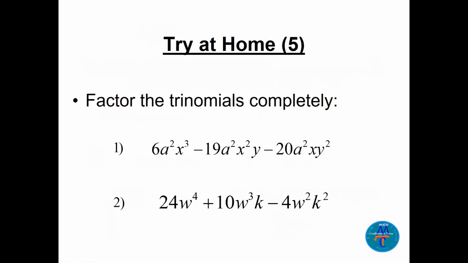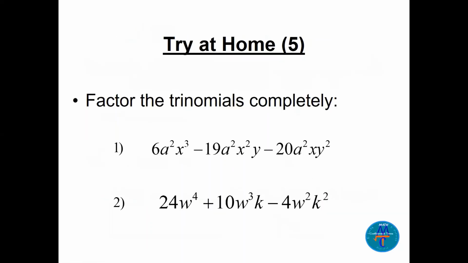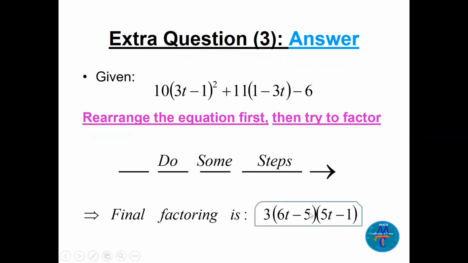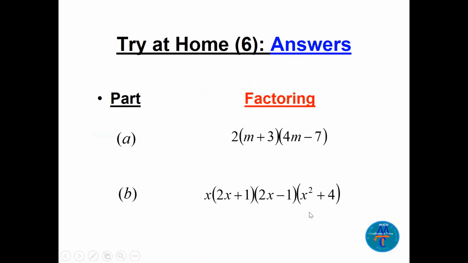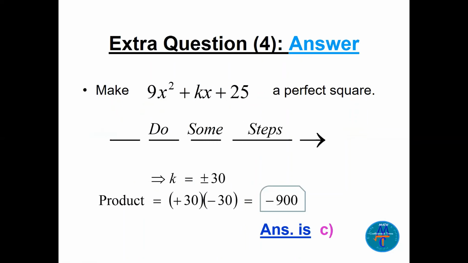Now, try at home 5. You can find the answers. The answers are there. So you try at home 5. And then an extra question, very nice, tricky question. We need to factor this: 10(3t minus 1) squared, 11 times (1 minus 3t) minus 6. This is extra question number 3. The answer is there. Try at home 6. Also, the answers are there. Extra question number 4. Also, the answer is there.